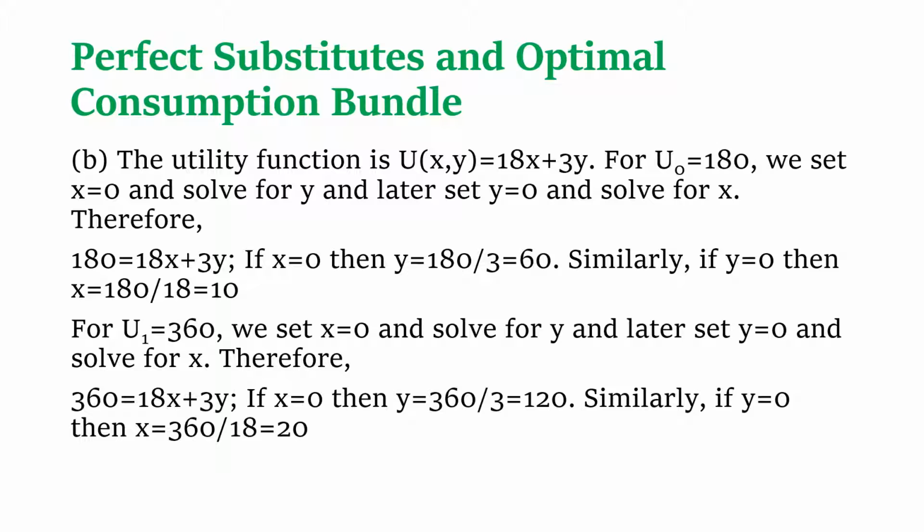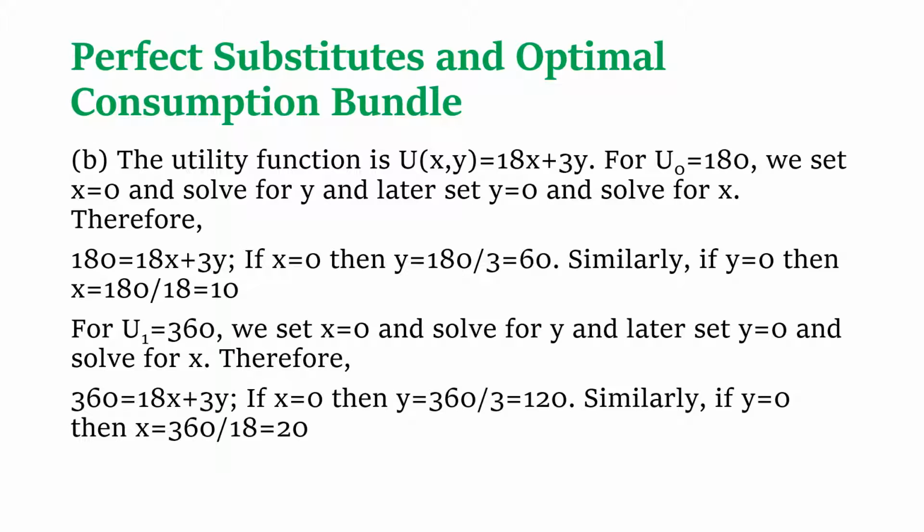So if we look at the B parts, we notice that the utility function u of x, y is 18x plus 3y, right? So we are required to draw the indifference curve for this. Remember, the indifference curve for perfect substitute preferences is going to be a straight line, right? So what we do here, we start from u0, the lower utility curve. In the question, they say it's 180.